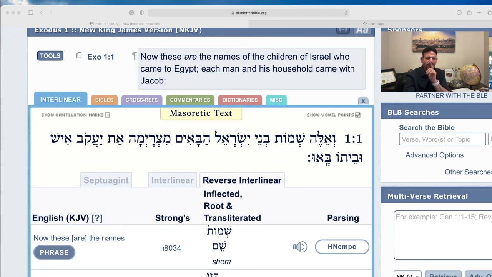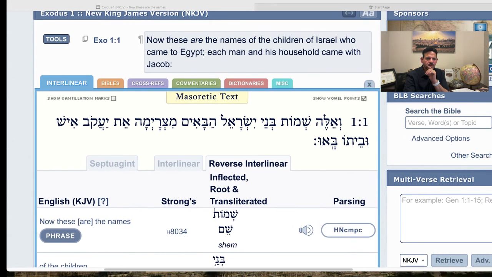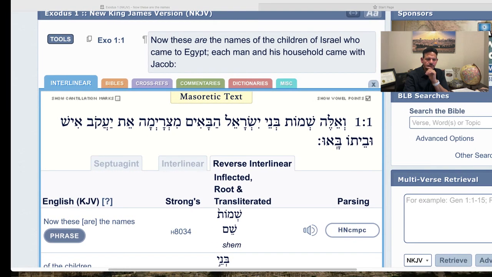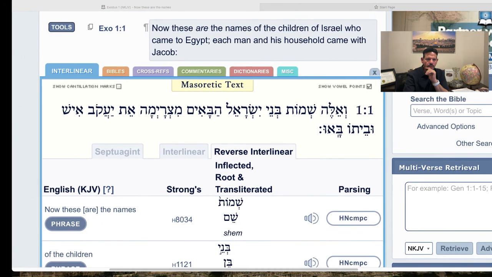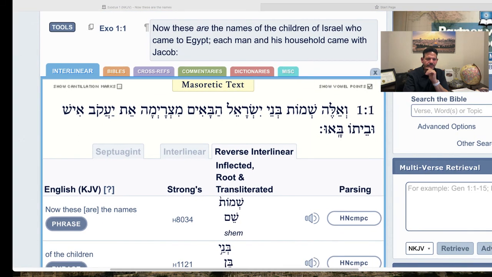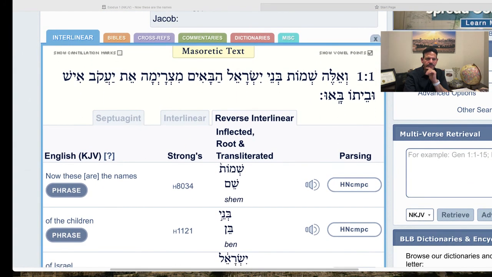Great. Okay, so now what I want to show you is here, Shemot. So looking at Shemot, it says, "Now these are the names." So here it is in Hebrew: Ve'ele Shemot b'nei Yisrael haba'im mitzrayma et Yaakov ish uveto ba'u.